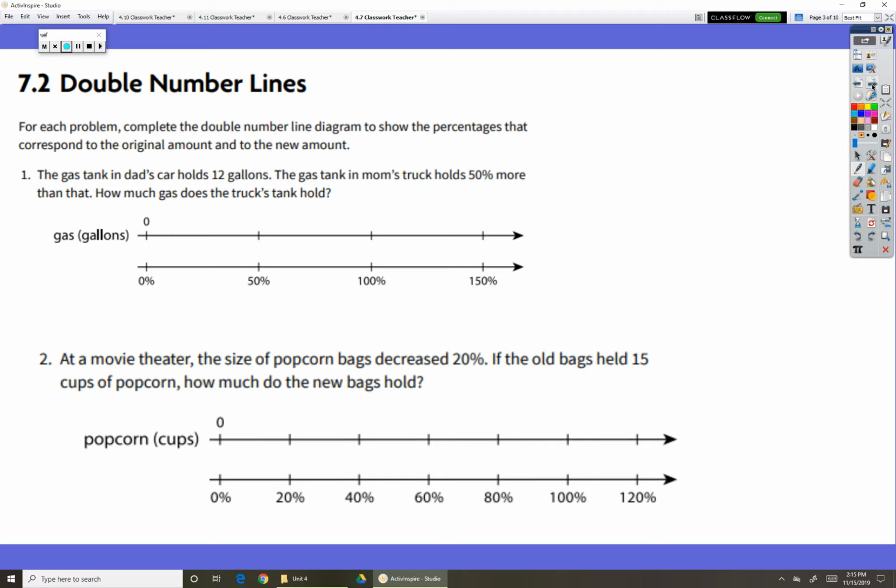All right, 7.2, double number lines. For each problem, complete the double number line diagram to show the percentages that correspond to the original amount and to the new amount. So I want you to take a note on your paper somewhere. This is very important to remember as you do these. The original, or the first, quantity is always going to be 100%.